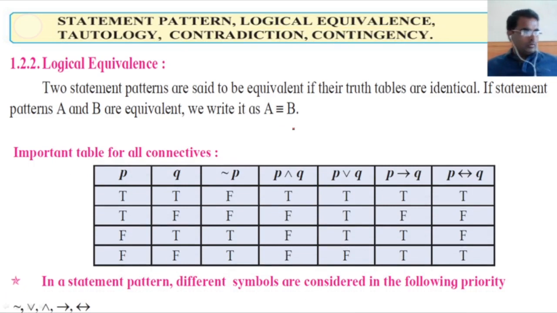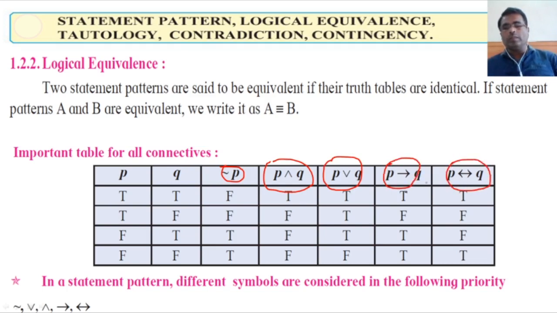Here we have an important table, consisting of all the 5 operations: here we have negation of a statement, here conjunction, here disjunction, here implication, here we have double implication. We have seen that negation means exactly opposite values. P is true, true, false, false. Then negation means false, false, true, true.